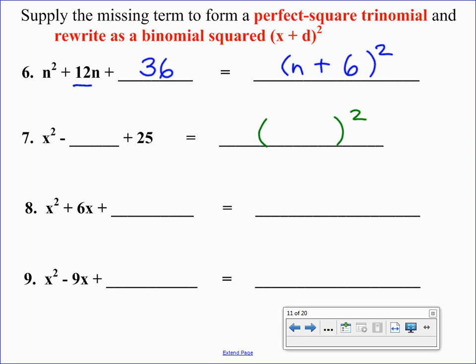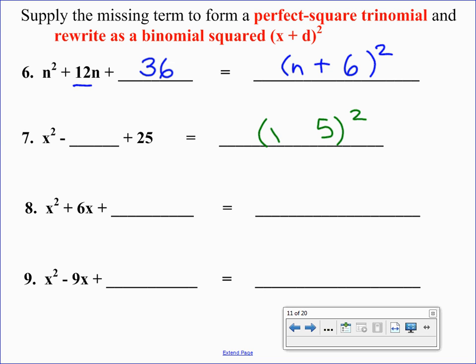X squared minus blank plus 25. You can do it in either order. What am I going to have to square in order to get that 25 there? What am I going to have to square to get that 25? Casey? 5. Good. So this is going to be 5 here.